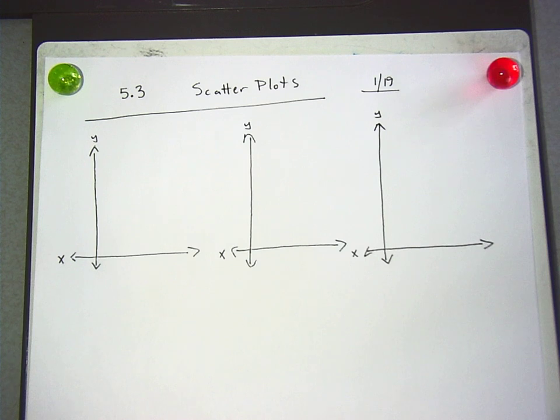Anybody know what a scatter plot is? I assume you've seen them before in science or made them before? They're like dots. Yes, a whole bunch of dots with data. And you do not connect the dots. So these are just going to be a whole bunch of by themselves dots.